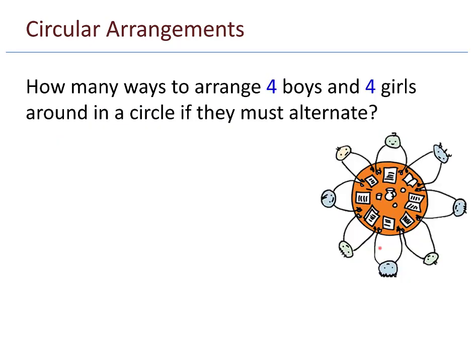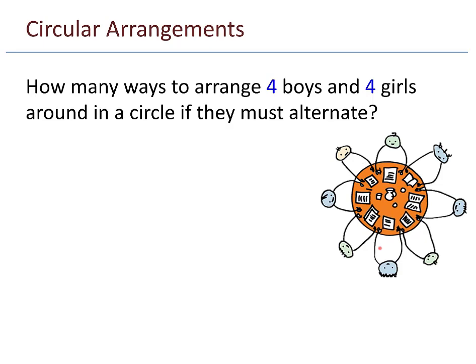Here's a variation. How many ways to arrange 4 boys and 4 girls around in a circle if they must alternate? Boy, girl, boy, girl, boy, girl. Pause the video for a second right now if you can, and think about how you might work out this answer. And then unpause when you want to see the answer, and I'll show it to you. Okay, go ahead, give it a try.